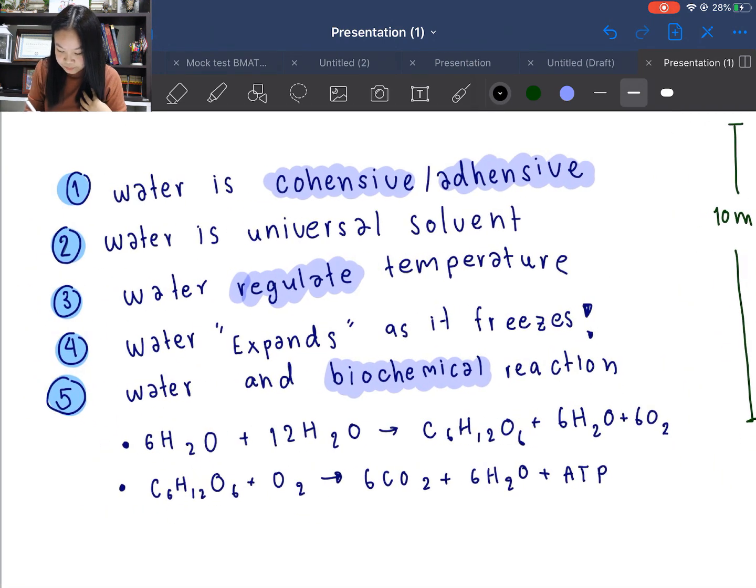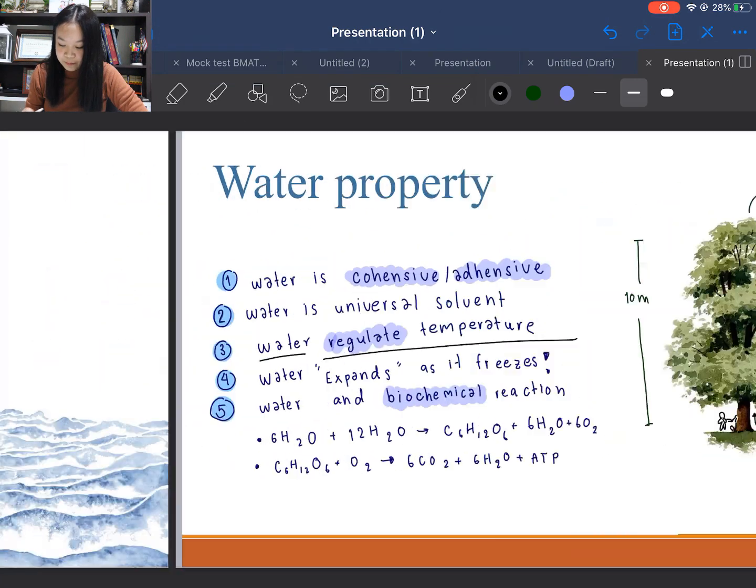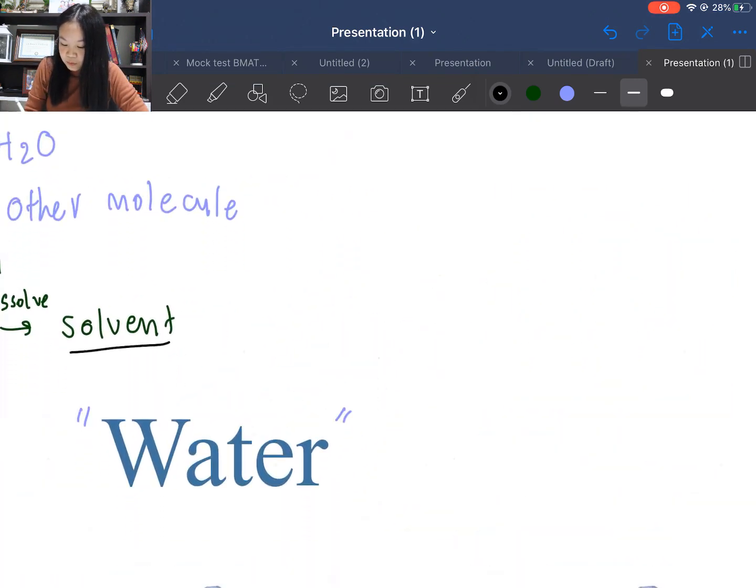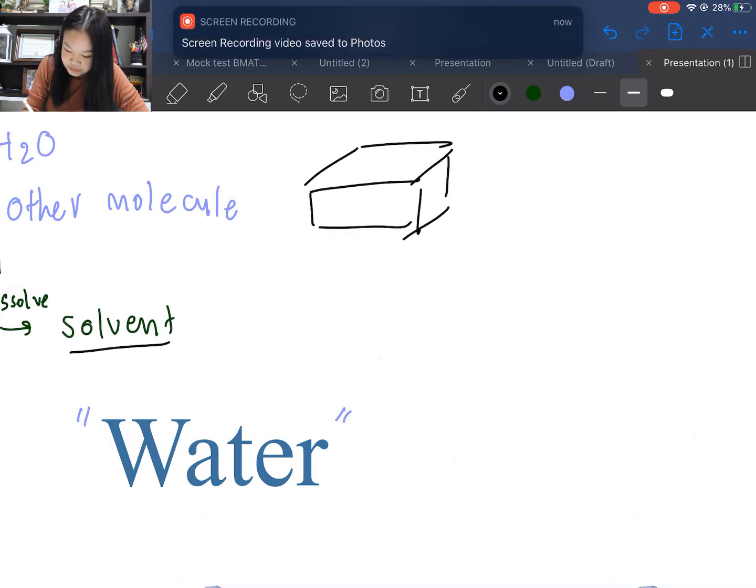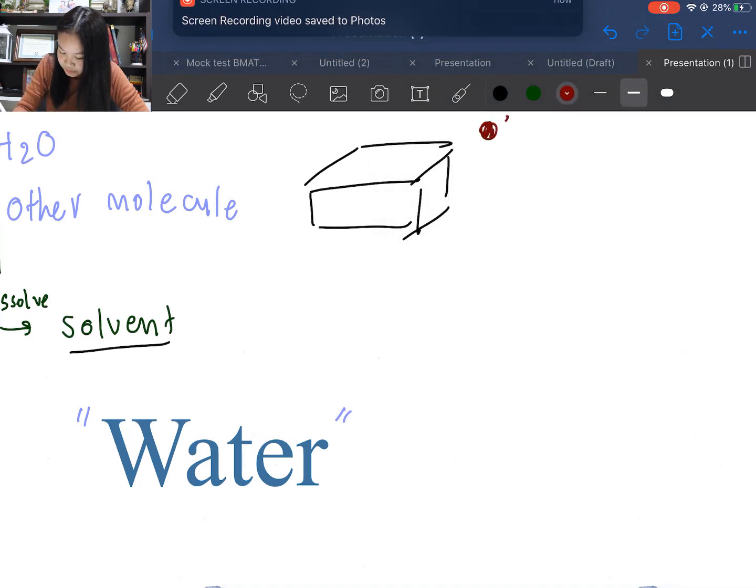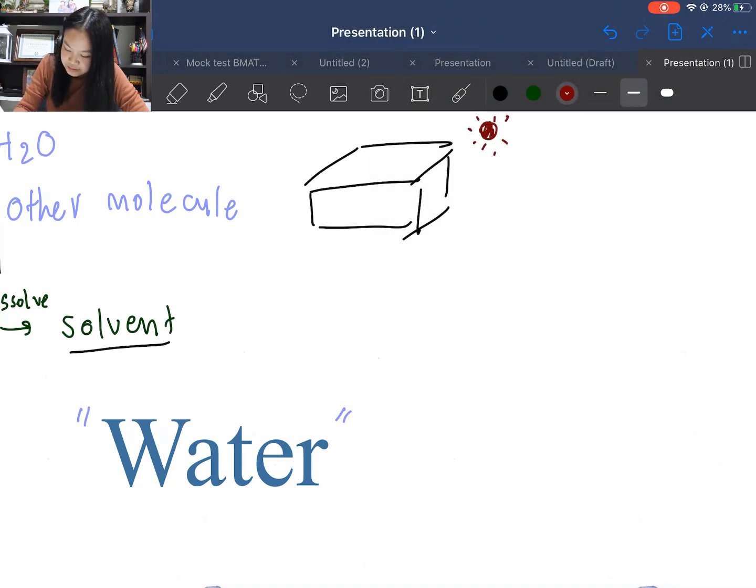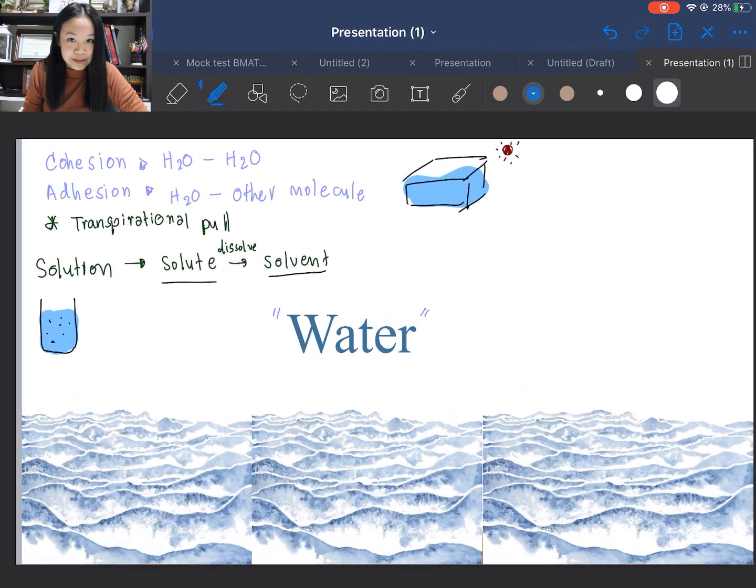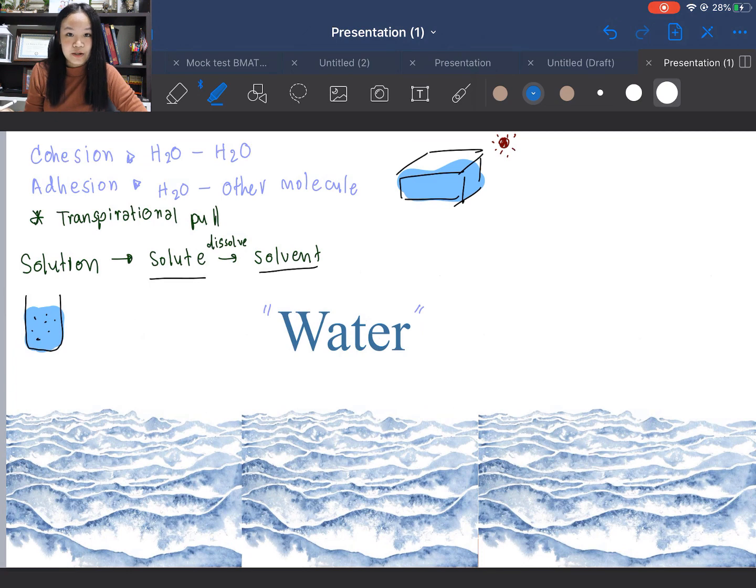Now, the next property, our third property, is that water regulates the temperature. What do I mean? Well, imagine you're in a swimming pool, and it's a hot sunny day, about 38 degrees Celsius, which is really hot. But as long as you jump into the water, you'll eventually feel it's cold. Why? Because of this property, that it regulates the temperature and it doesn't evaporate that easily.